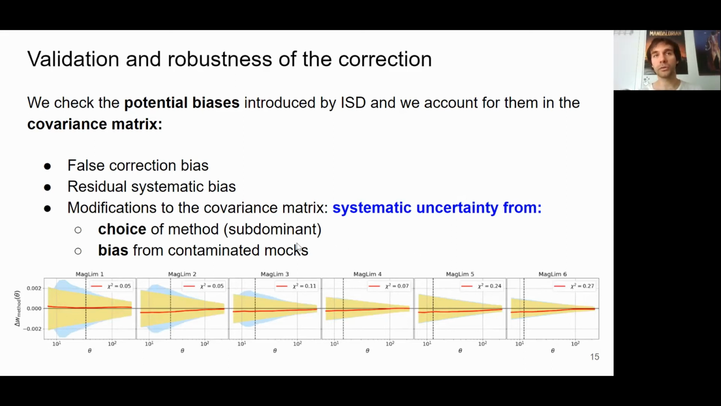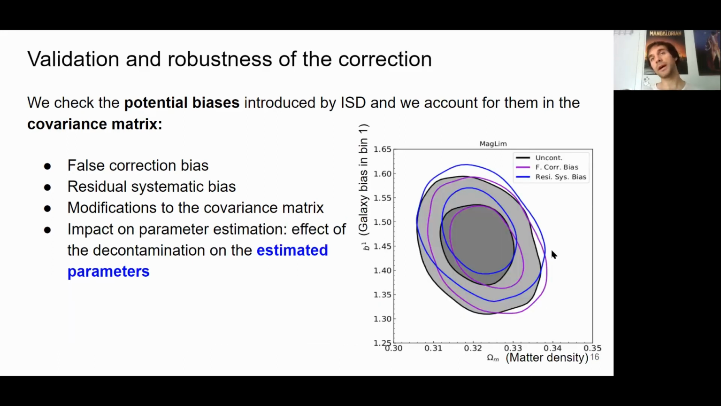We also take into account a subdominant component that comes from running both INET and ISD on the data and evaluating the different answers that both methods give. So in this figure, the yellow region corresponds to the covariance matrix with no systematic effects added, while the blue region corresponds to the same covariance matrix after accounting for the systematic contributions. Once this is done, we evaluate the effect of these biases in the estimation of cosmological parameters with mocks, and we determine that the biases imparted on this parameter space are negligible.